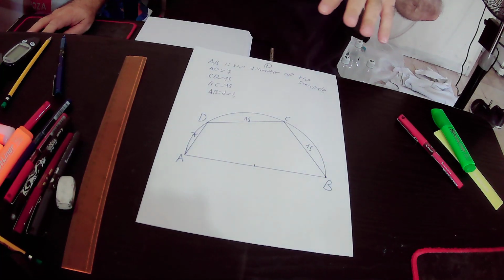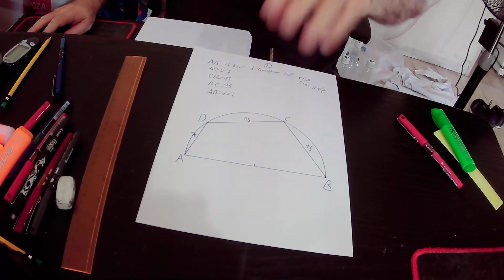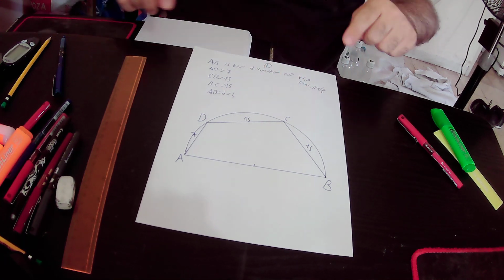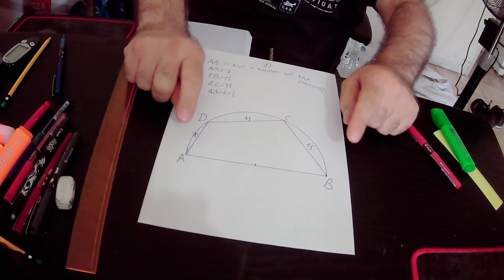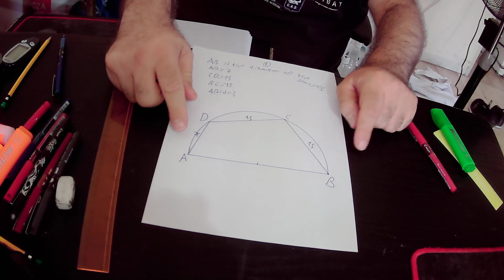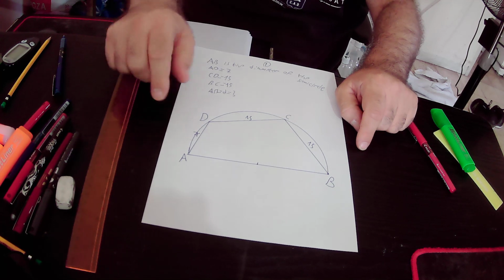Hello, in this lecture we will find the diameter of the semicircle. In the drawing we have a semicircle. AB is the diameter of this semicircle. AD equals 7 units.